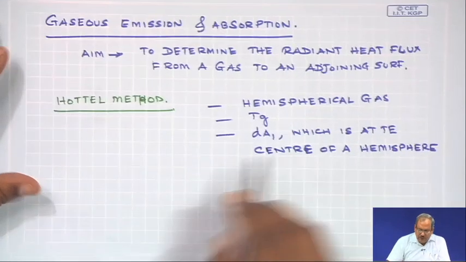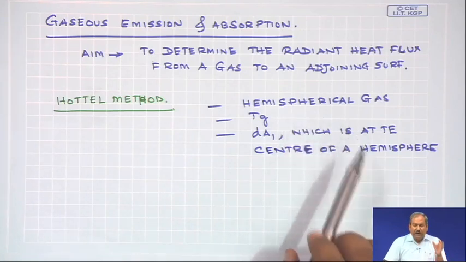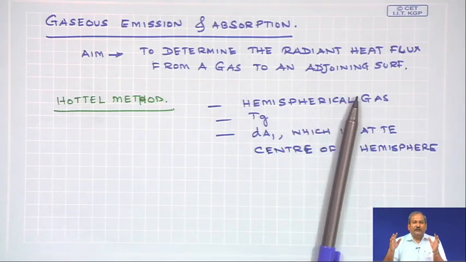So, the Hottel method gives us, first, it assumes that there is a hemispherical mass of hot gas, and whatever be the emission, it is going to be concentrated at its center. So, if I have a hemispherical mass of hot gas, the Hottel method gives you the emission from the hemispherical mass of gas concentrated on the unit area which is placed at its center.